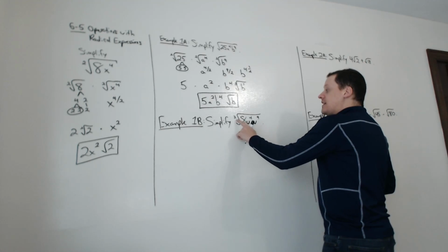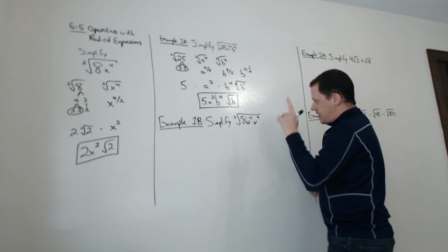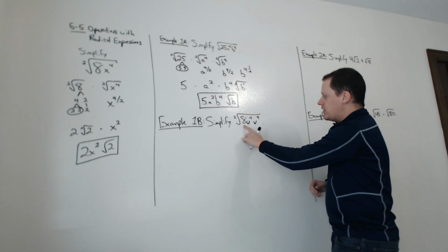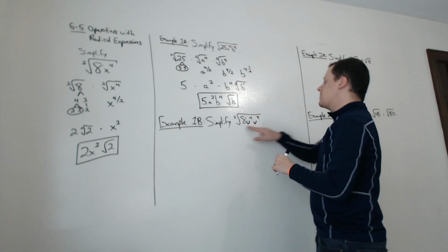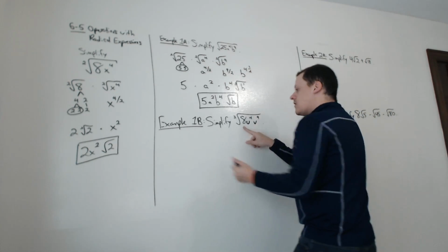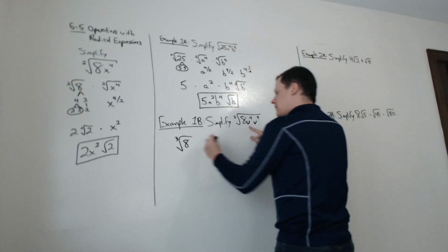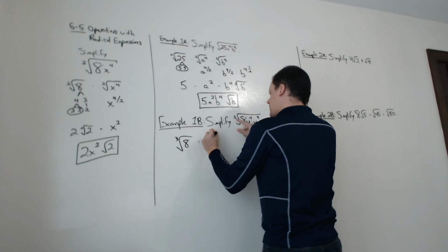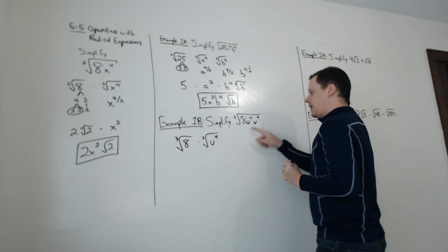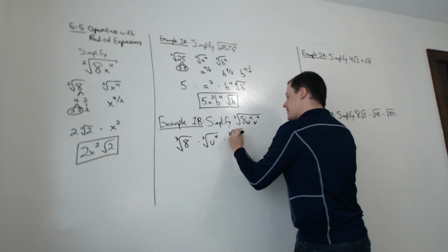We've got a cube root now, so our root here is 3, so we're going to keep that in mind. We've got a coefficient, a number in front here, and then 2 variables, so we're going to be splitting this into 3 pieces, just like we did with this one. So we've got the cube root of 8 times the cube root of u to the 4th power times the cube root of v to the 9th power.